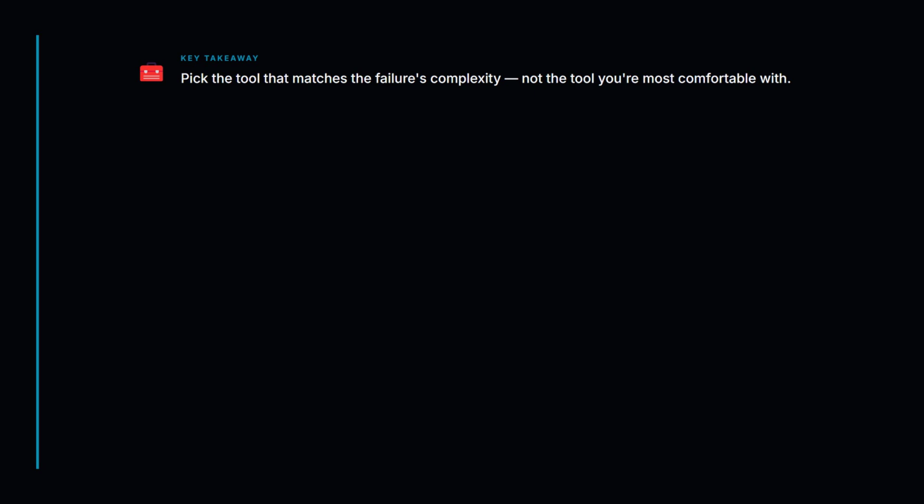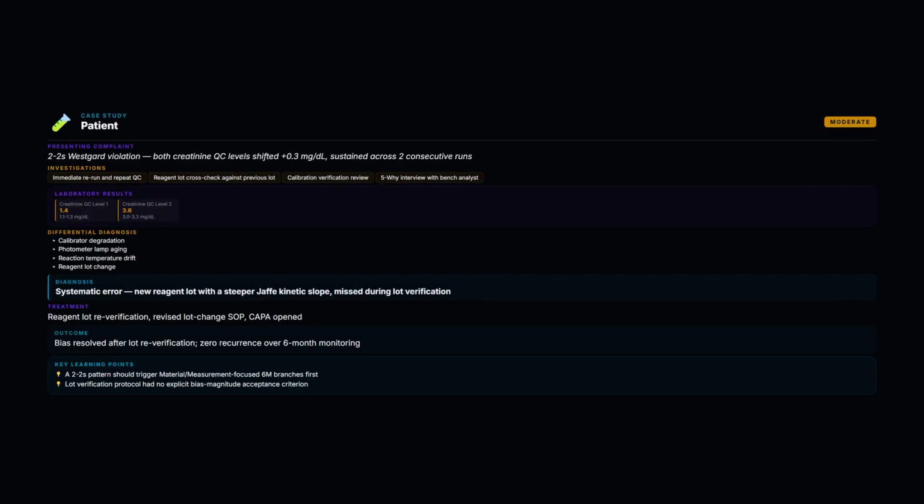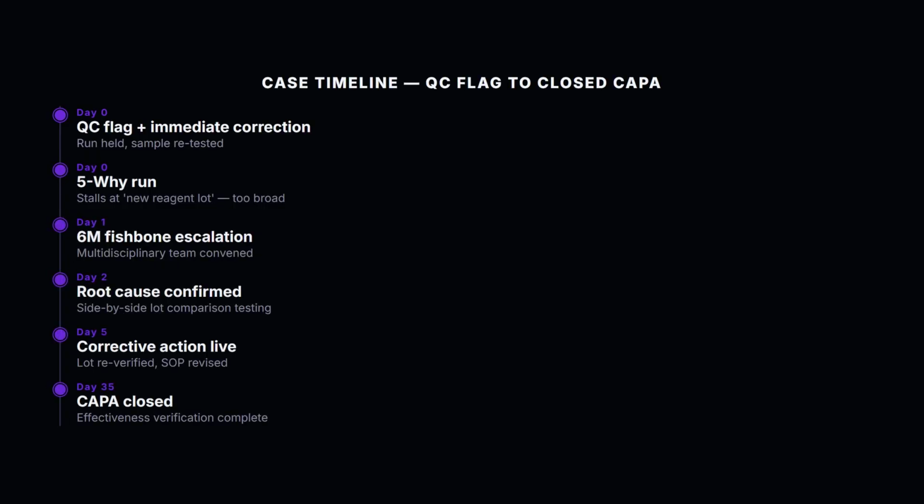Both creatinine QC levels drift positive by roughly 0.3 milligrams per deciliter and hold there across 2 consecutive runs. The Westgard 2-2s rule fires, flagging a systematic, not random, error. Here's how the timeline actually unfolded on the floor. Day 0. The flag fires and the run is held. An immediate correction. Day 0, same shift. 5Y is run and stalls at new reagent lot, which is too broad to act on.